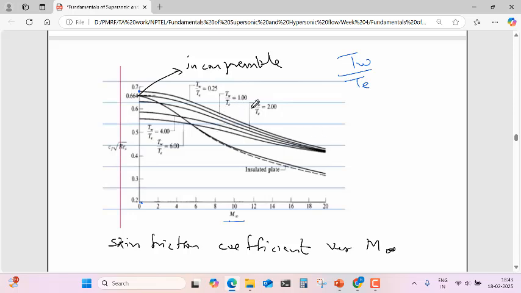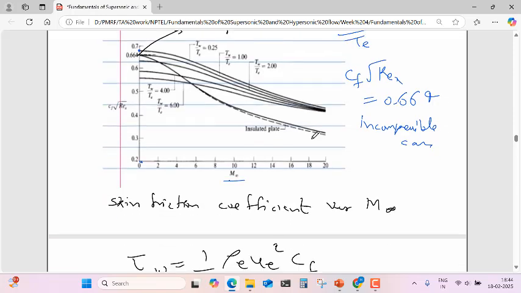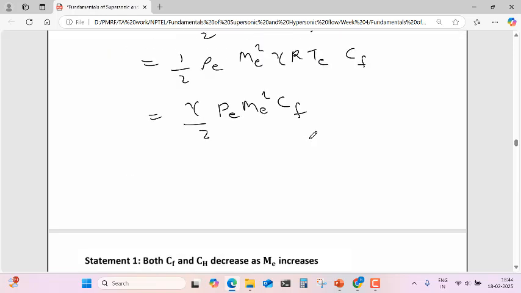The second thing is that for the incompressible case, CF times root REX will be equal to 0.664. And as we increase the ratio TW by TE, the CF is decreasing. This you can see.